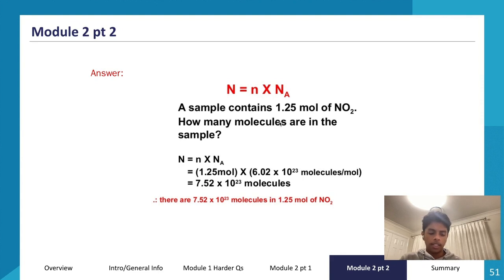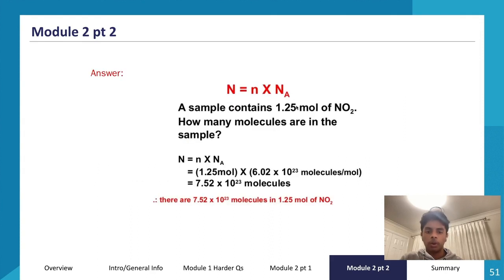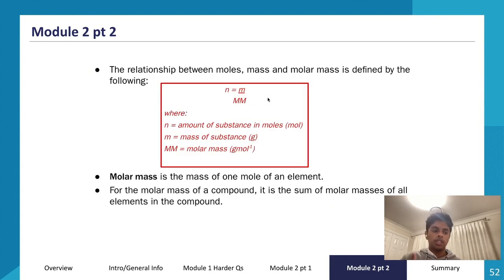So if I multiply everything together now, I get 57.5125. That's how many grams 1.25 moles of NO2 would weigh. So that's how you would manipulate and use this equation.